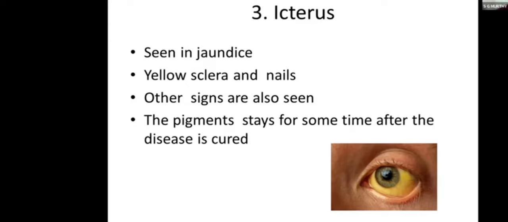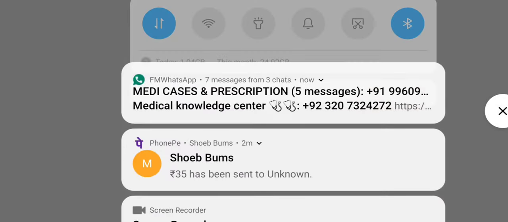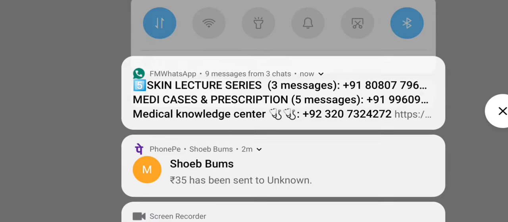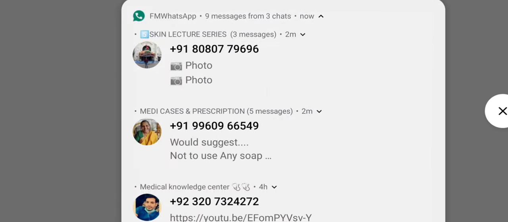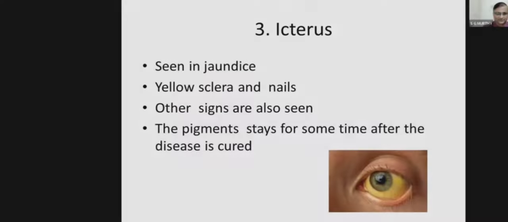Late not for the patient. Serious jaisa nahi, but it's very obvious by that time. Everybody would have diagnosed, even the grandmother would have diagnosed yellow jaundice, and there's nothing much adding to your credits there. Yellow sclera and nails. Other signs are also seen, nausea, vomiting, in jaundice. So look out for that. Don't wait till the nails turn yellow and you start diagnosing by seeing the nail.